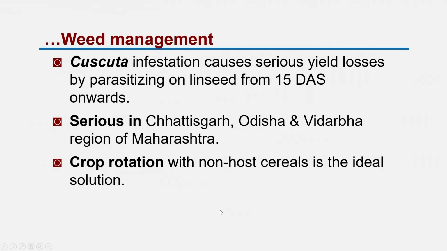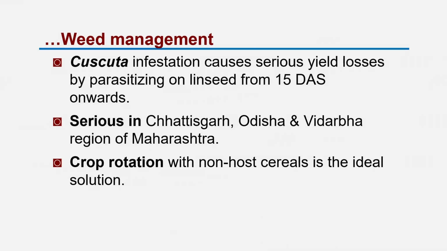Now, cuscuta infestation causes serious yield losses by parasitizing on linseed from 15 days after sowing onwards. As many of the students know, cuscuta is a total stem parasite, and it takes its nutrition from the host plant and causes severe damage to the growth as well as yield of the plants. So, it must be controlled, it must be taken care of. It can be serious in Chhattisgarh, Odisha or Vidarbha region of Maharashtra.